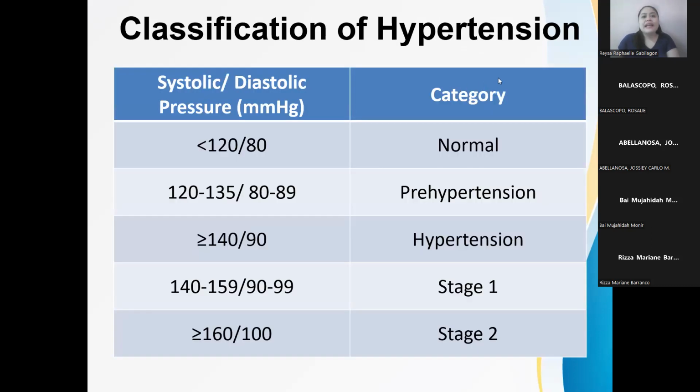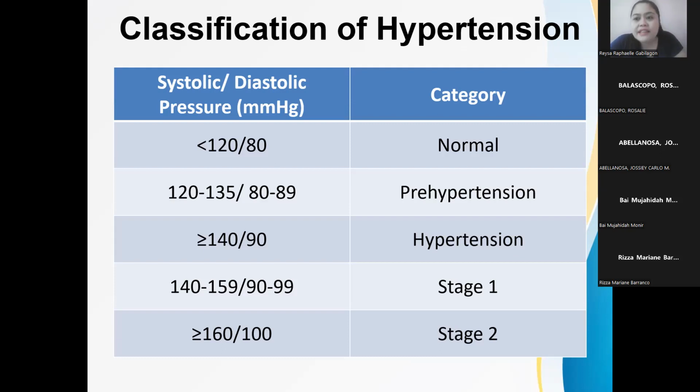Now, how do we classify hypertension? So please take note of this. This is our guide, the JNC8, I think. It is called JNC8, which gave the classification of our hypertension. So on top, you are very familiar that is called the systolic pressure, and the one below is called the diastolic pressure. We use the unit millimeters of mercury.